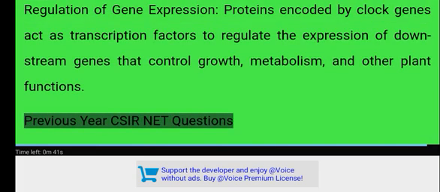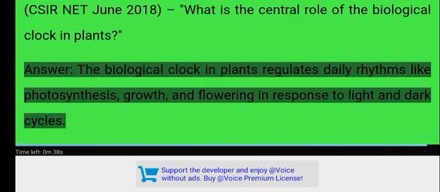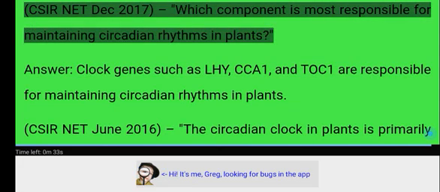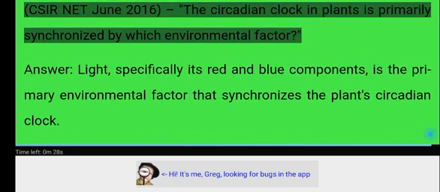Previous year CSIR NET questions. CSIR NET June 2018. What is the central role of the biological clock in plants? Answer. The biological clock in plants regulates daily rhythms like photosynthesis, growth, and flowering in response to light and dark cycles. CSIR NET 2017. Which component is most responsible for maintaining circadian rhythms in plants? Answer. Clock genes such as LHY, CCA1, and TOC1 are responsible for maintaining circadian rhythms in plants.